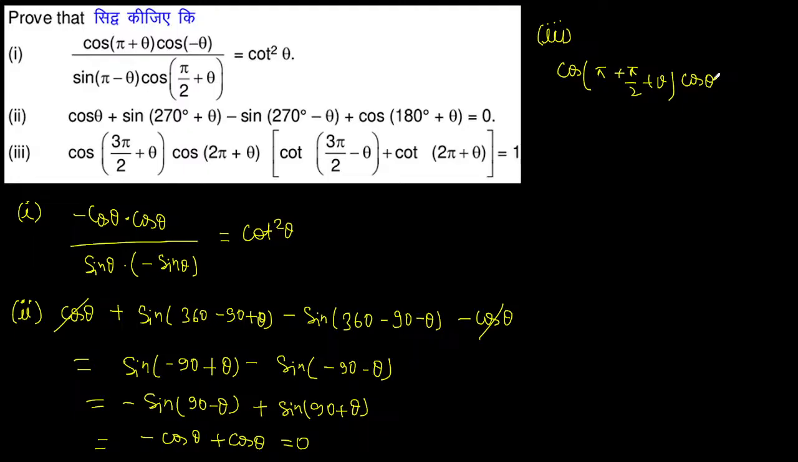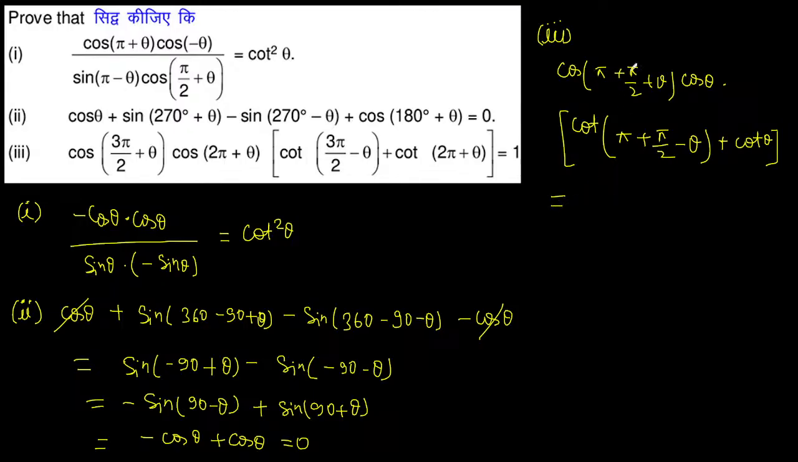Any trigonometric function with 2 pi plus theta is the function of theta. Cos 2 pi plus theta is cos theta. Sin 2 pi plus theta is sin theta. And they are in multiplication with cot pi plus pi by 2 minus theta plus cot 2 pi plus theta, which is cot theta.